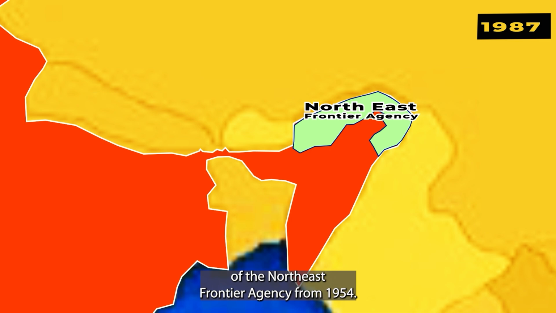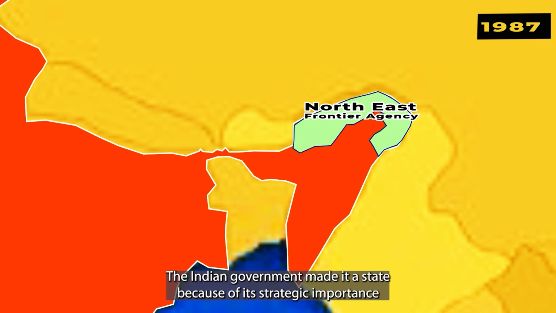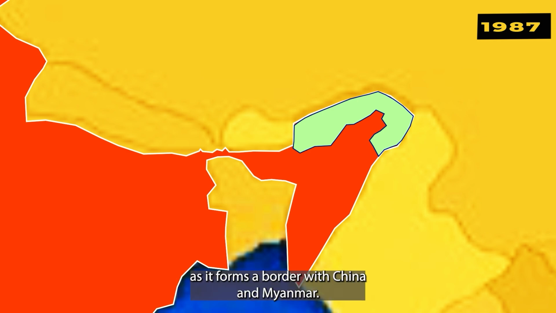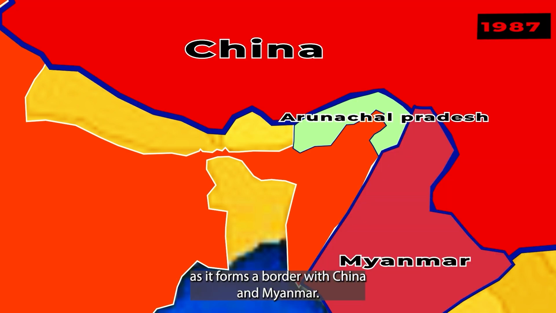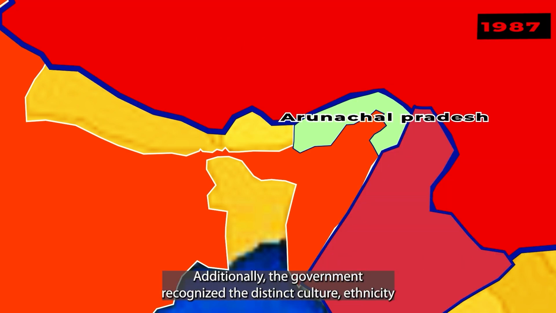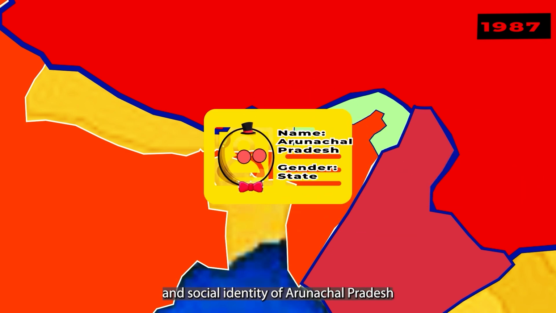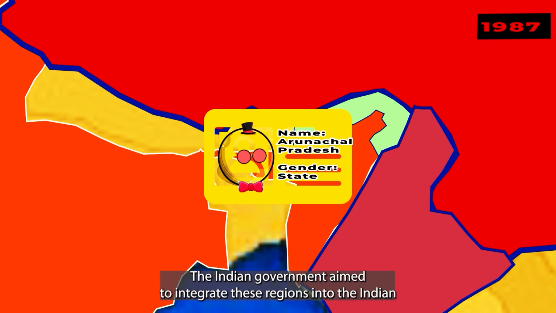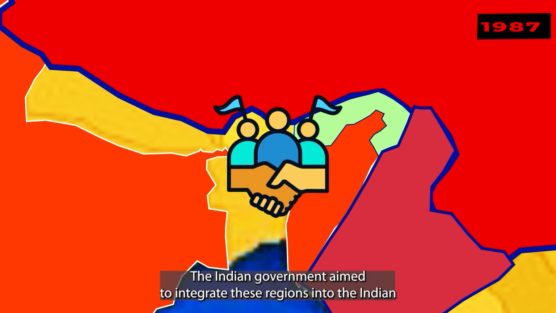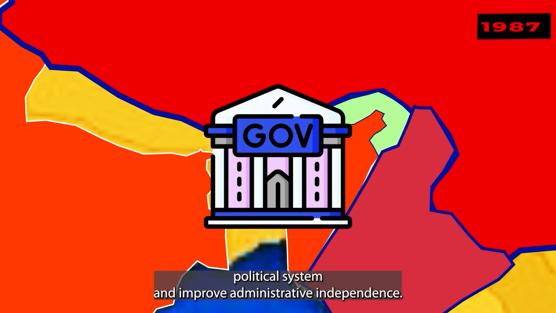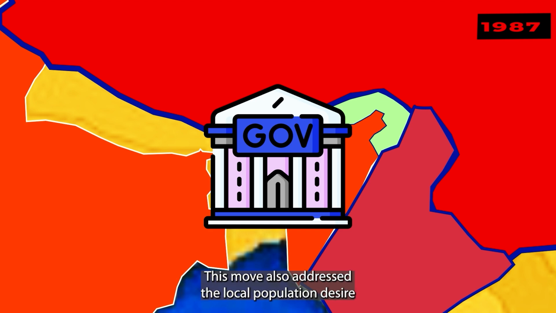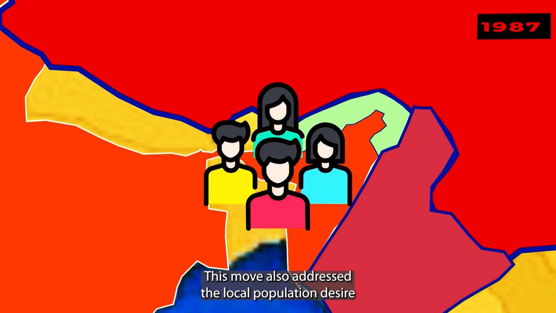Arunachal Pradesh was part of the Northeast Frontier Agency from 1954. The Indian government made it a state because of its strategic importance, as it forms a border with China and Myanmar. Additionally, the government recognized the distinct culture, ethnicity, and social identity of Arunachal Pradesh. By awarding statehood, the Indian government aimed to integrate these regions into the Indian political system and improve administrative independence. This move also addressed the local population's desire for more political representation and autonomy.